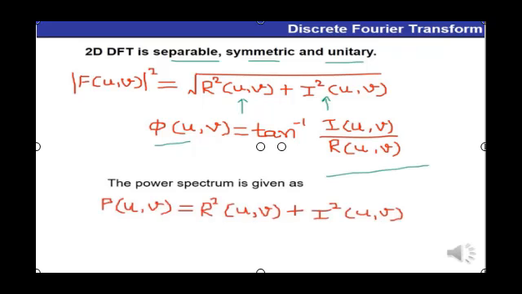We also have the representation of the power spectrum. The power spectrum is nothing but the square of the modulus, the magnitude value of F of u comma v. It is R square of u comma v plus I square of u comma v. Students, it is called the power spectrum.